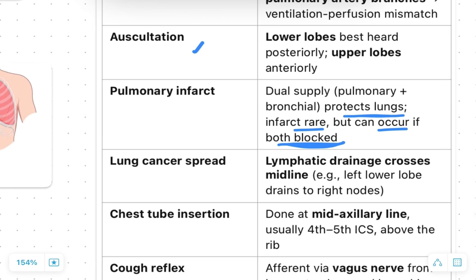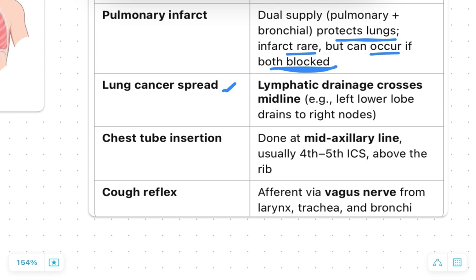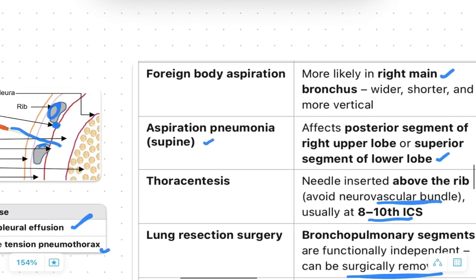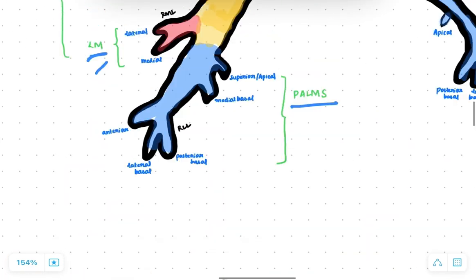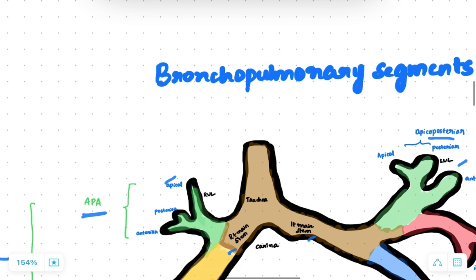Lymphatic drainage will cross the midline. So if the patient has a right lung tumor, it can spread to the left lung. That is the importance of the lymphatic drainage. As we know, a chest tube is inserted at the mid-axillary line, 4th to 5th intercostal space, just above the rib, to avoid neurovascular bundle damage. Cough reflex afferent is via the vagus nerve from the lung, larynx, trachea and the bronchi. So this is the clinical anatomy of the lung and its clinical importance.